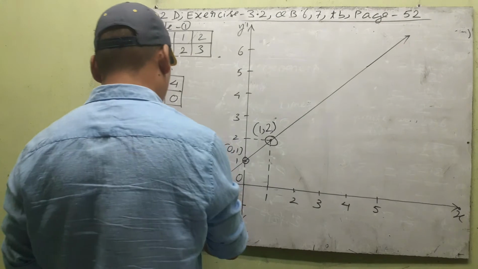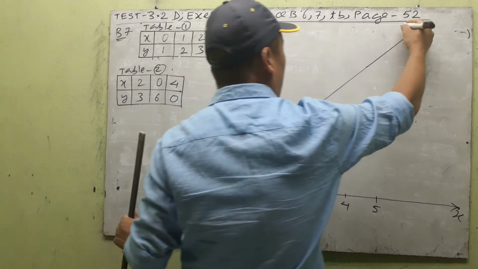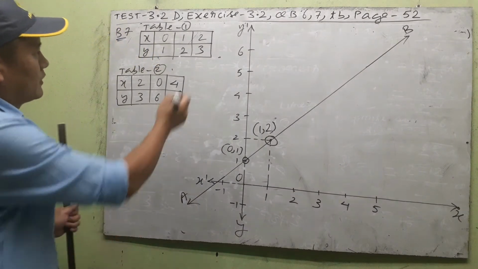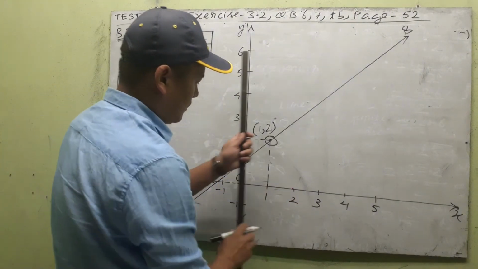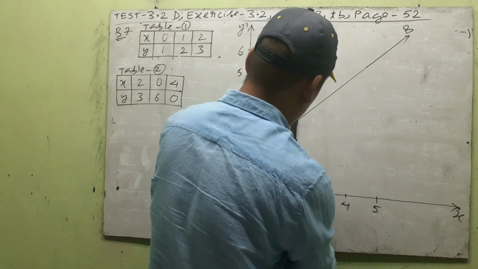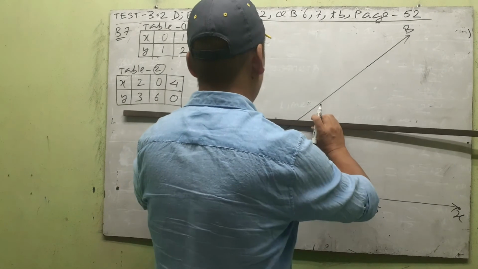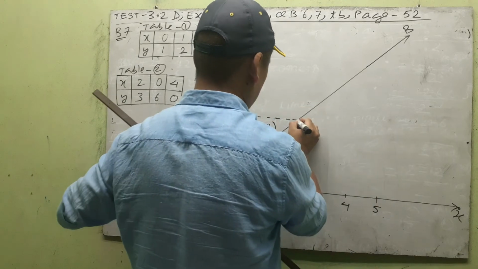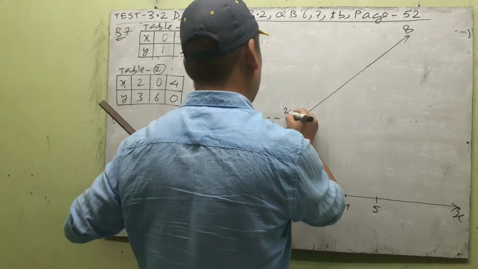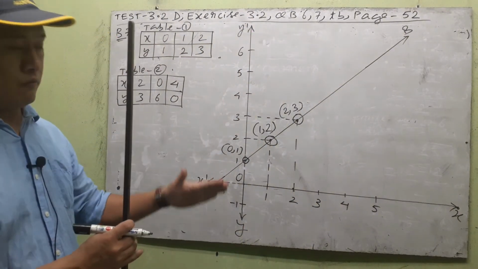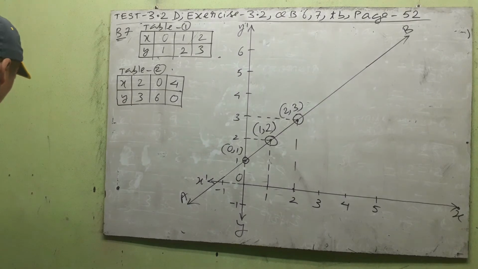And this is the line AB, representing the graph of equation 1. The third value is 2 and 3, so here 2 and so 3 exactly coming here. This is the one. By joining these 3 points, we get a straight line, and we must get a straight line because this is a linear equation.